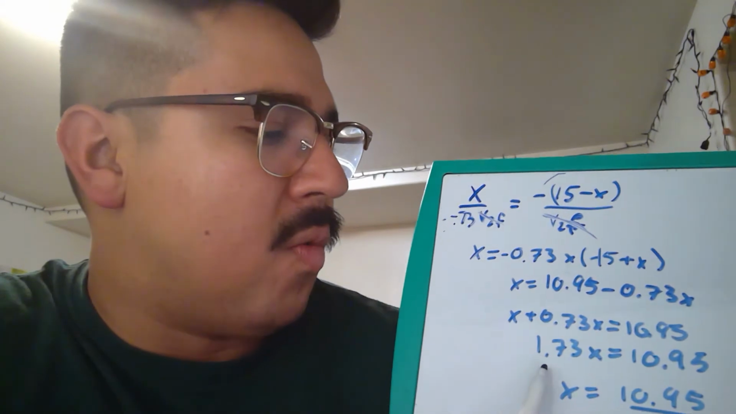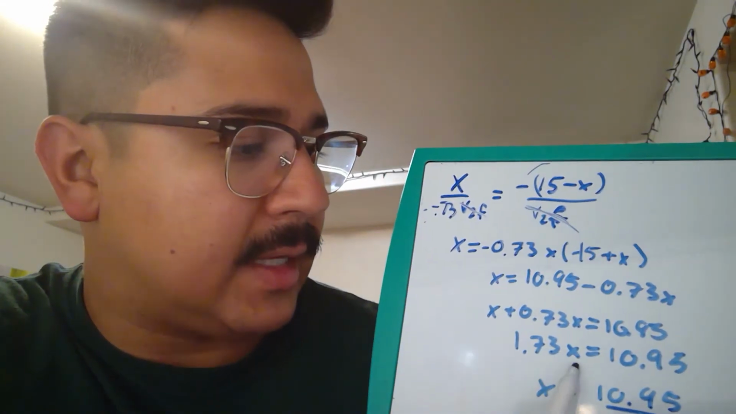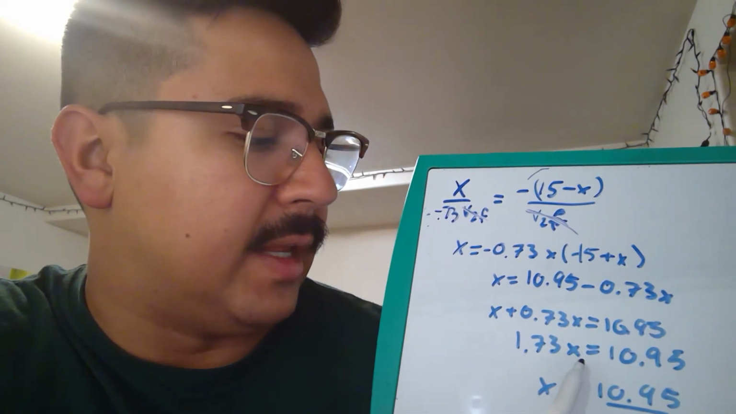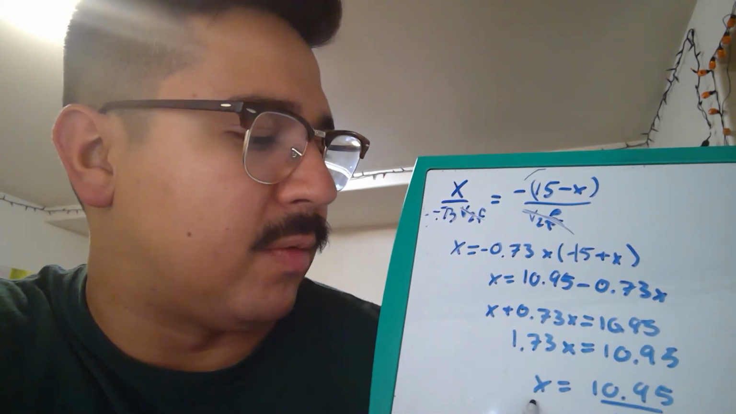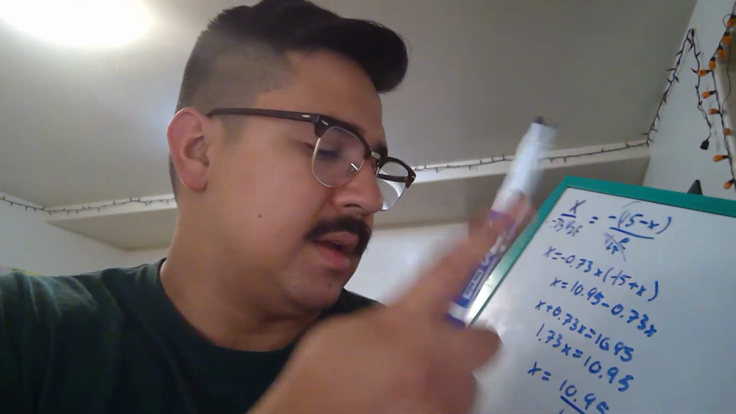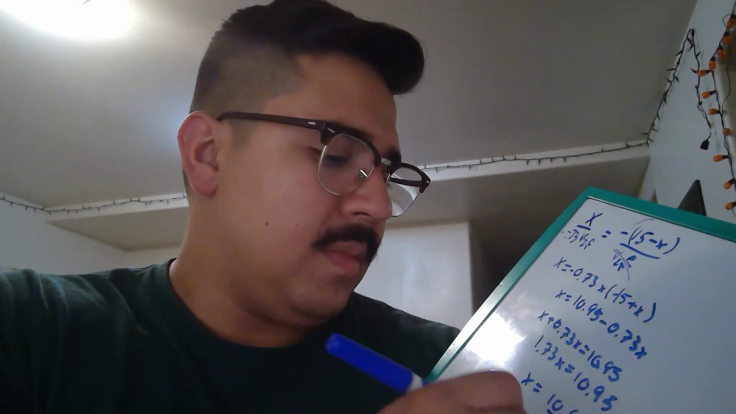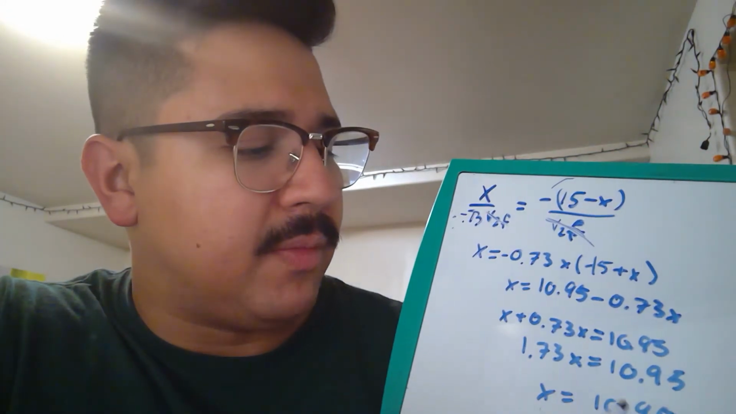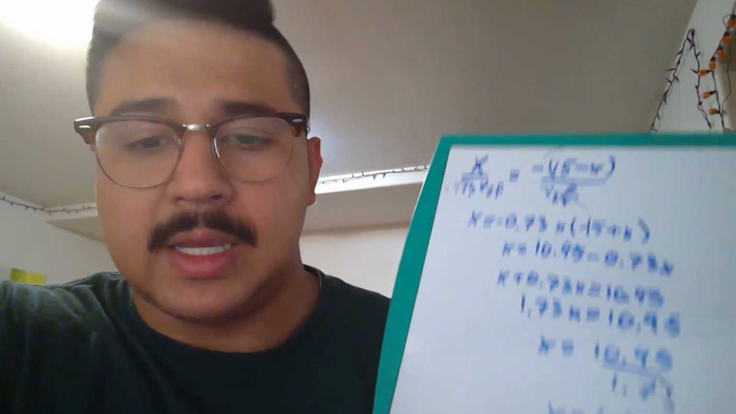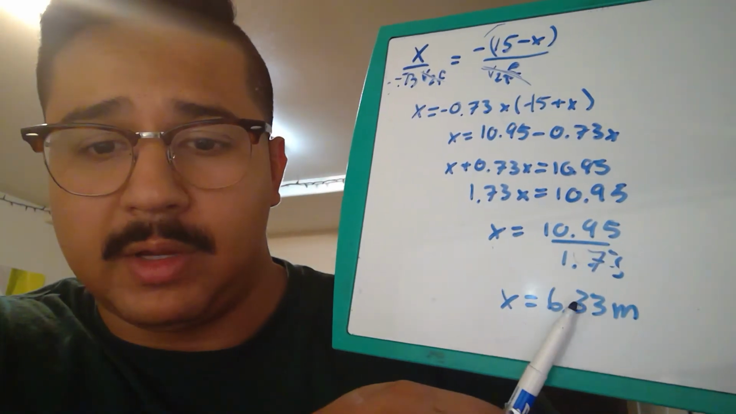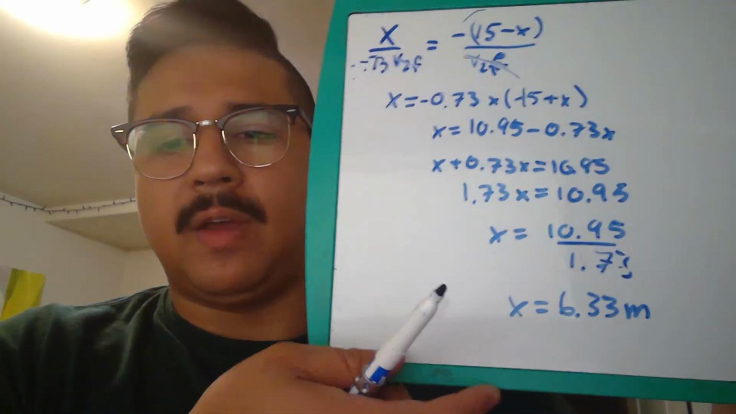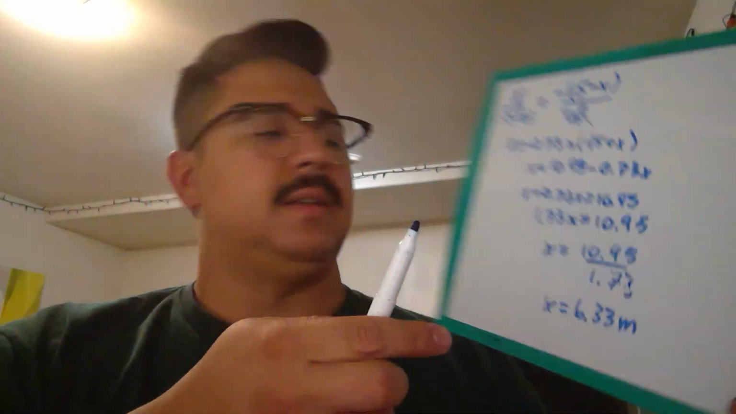And then from there, I'm going to add this part of x over to the left side. So I'm going to get 1.73x is equal to 10.95. And then to get x by itself, I'm going to divide both sides by 1.73. So x is equal to 10.95 over 1.73, which comes out to be x is equal to 6.33 meters. And that is how far the 75 kilogram ice skater went.